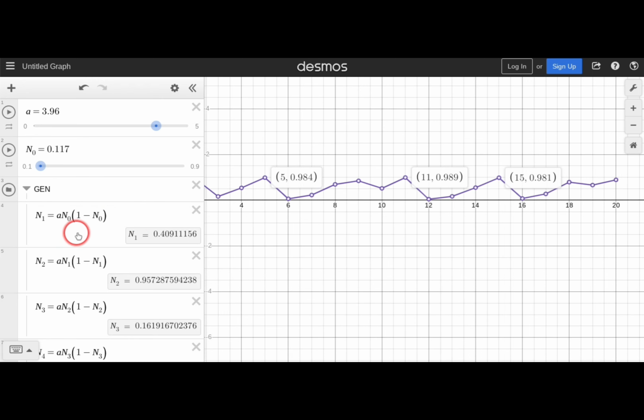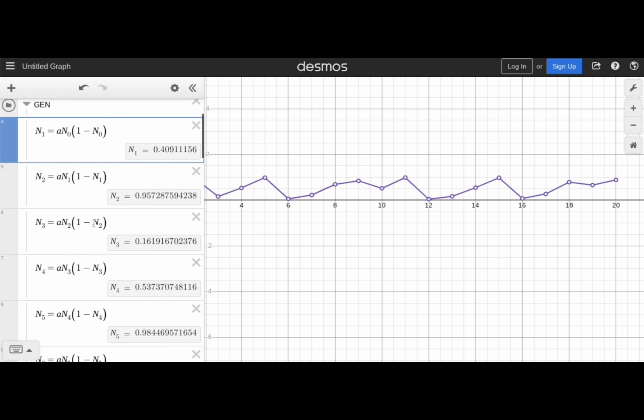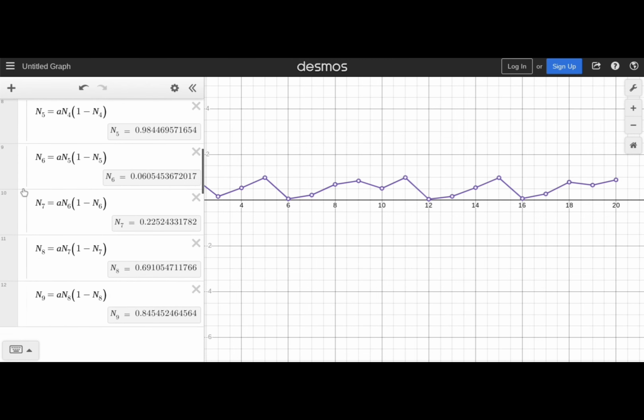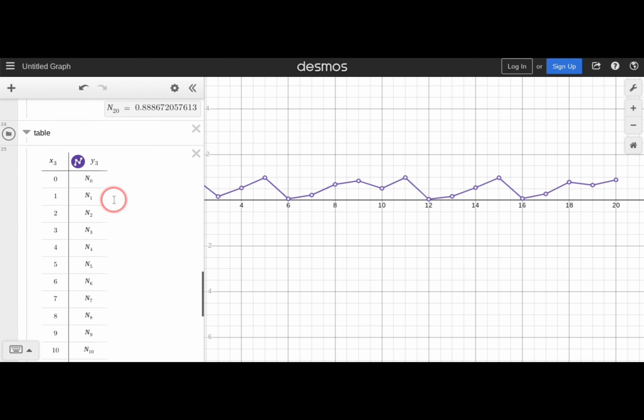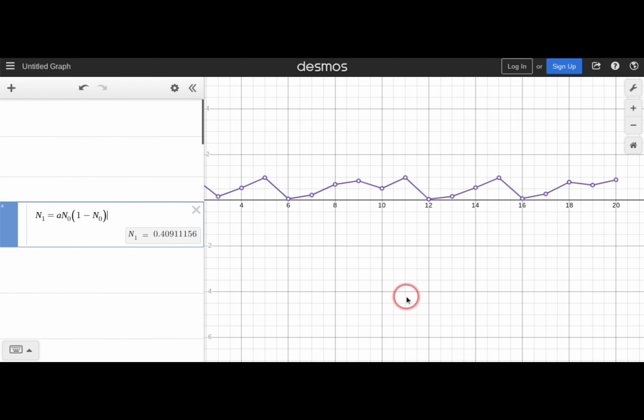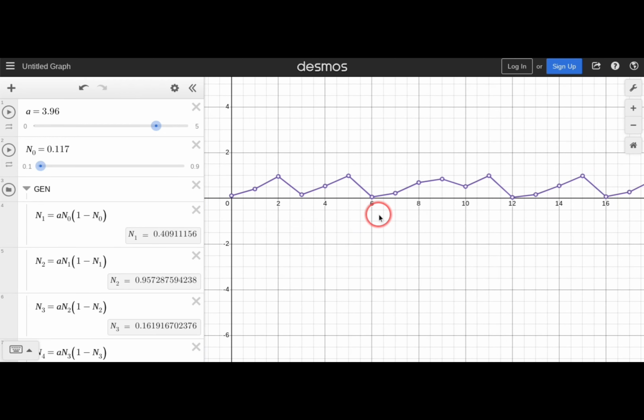And for this graph, we see the equation n1 equals a n0 times 1 minus n0. We see that, and then we do the same equation, but I just change the n values to match the ones before it. And then for the graph, we just graph the n values. But yeah, this is really chaos theory at its finest.